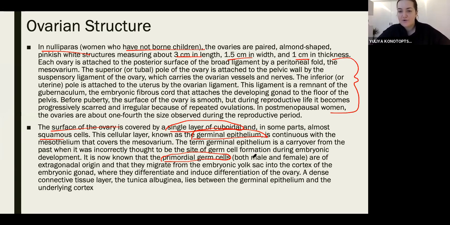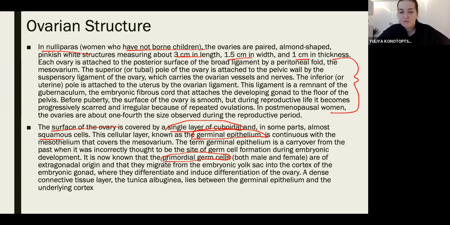Then they later realized that's not how it is. PGCs will always come from epiblast, doesn't matter male or female. But the name kind of stuck. So they still call it germinal epithelium, even though it does not have any PGCs.